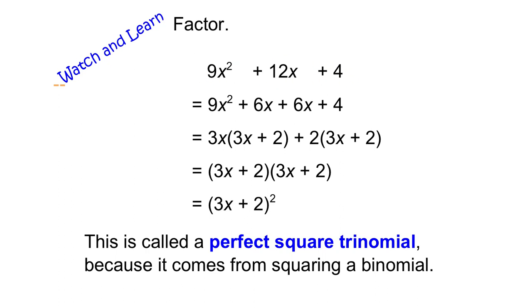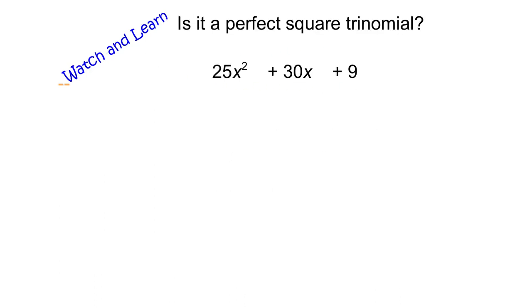So now the question is, how do you know if you're starting with a perfect square trinomial? So here's an example where I'm asking, is it a perfect square trinomial? How do you know? Well, if it is, then the square root of this plus the square root of this, squared, would get me this answer. So you can just try it. The square root of 25x squared is 5x. The square root of 9 is 3. Square that and see what you get.